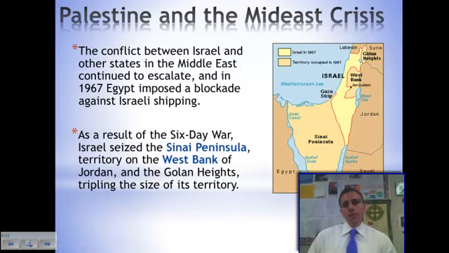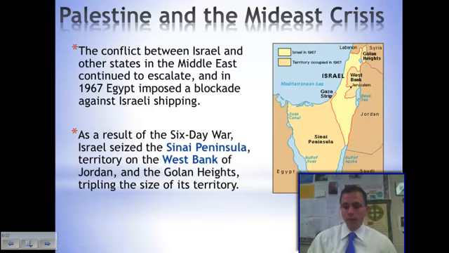The conflict between Israel and other states in the Middle East didn't end. It actually kept escalating over the years. In 1967, Egypt imposed a blockade against Israeli shipping. Remember the Cuban Missile Crisis, we talked about a blockade, what that means. Well, the Israelis saw this as an act of war, and they responded in what was called the Six-Day War.